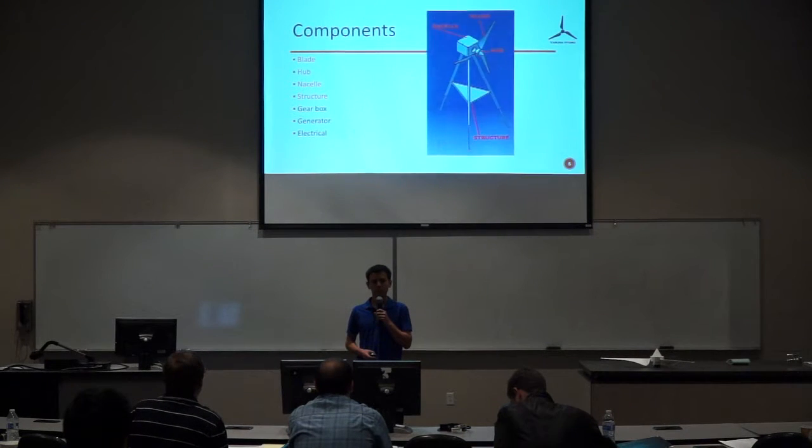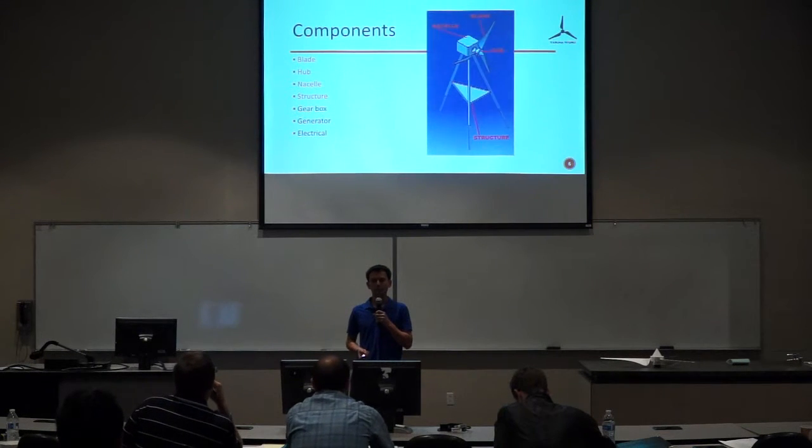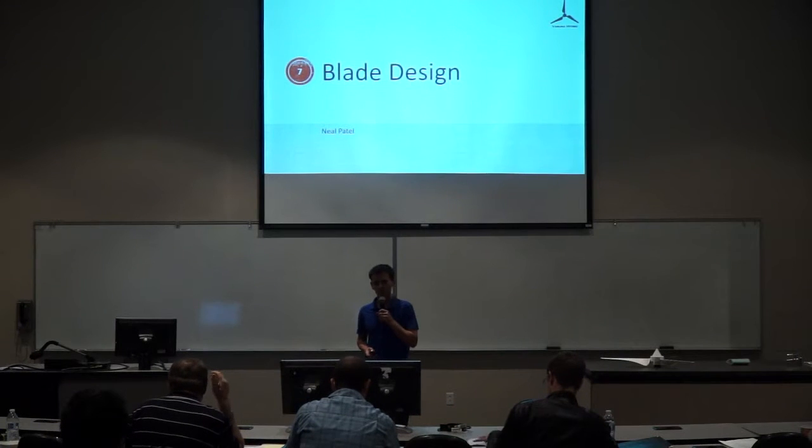The components of our turbine are as follows. The red ones are called out in the picture. They include the blade, hub, nacelle, and structure. The black components are not shown on that illustration because they are within the nacelle. For our blade design, Neil Patel will walk you through that.